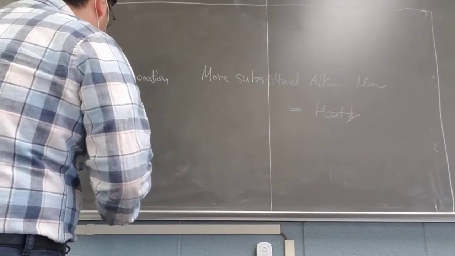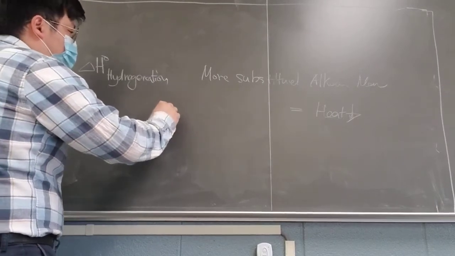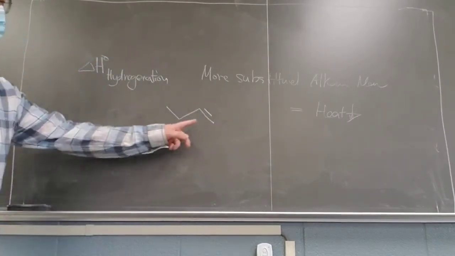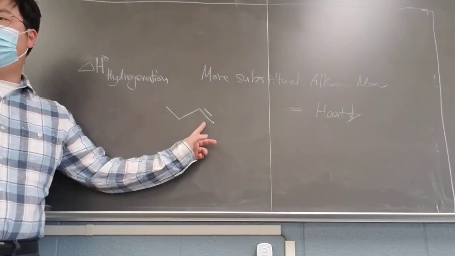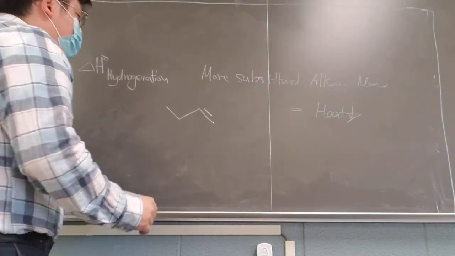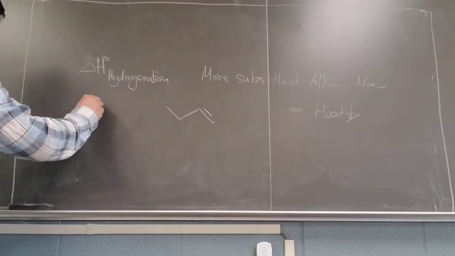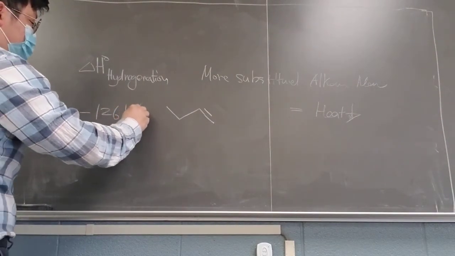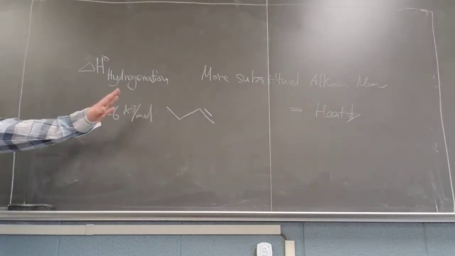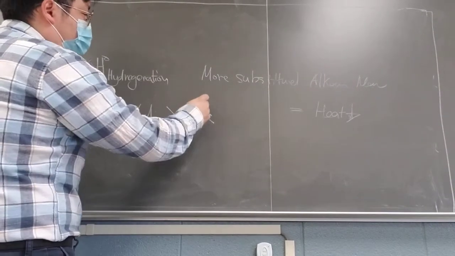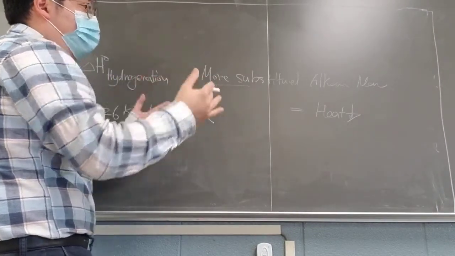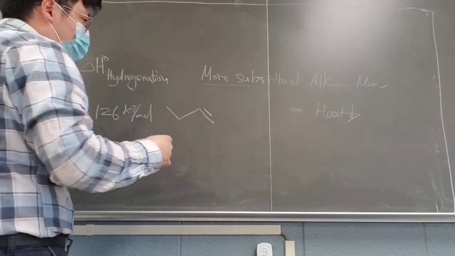So what they did was this one. They tried to hydrogenate this one first. That's the one double bond here, right? And that energy was about negative 26 kilojoules per mole. Okay, but the point here is this one. I told you it has to be the same degree of substitution to compare equally.